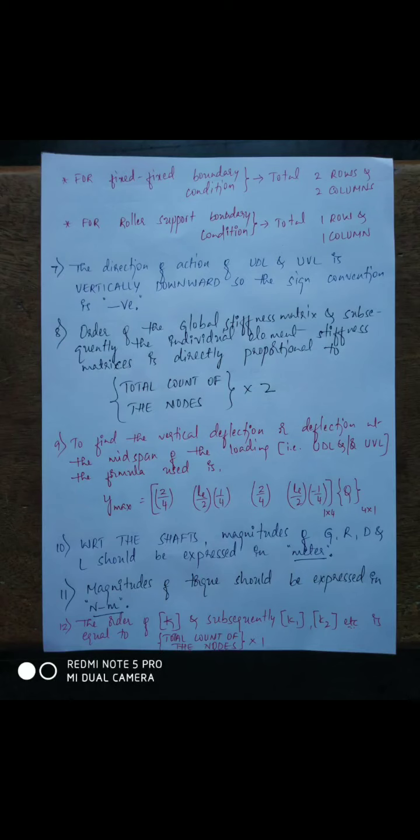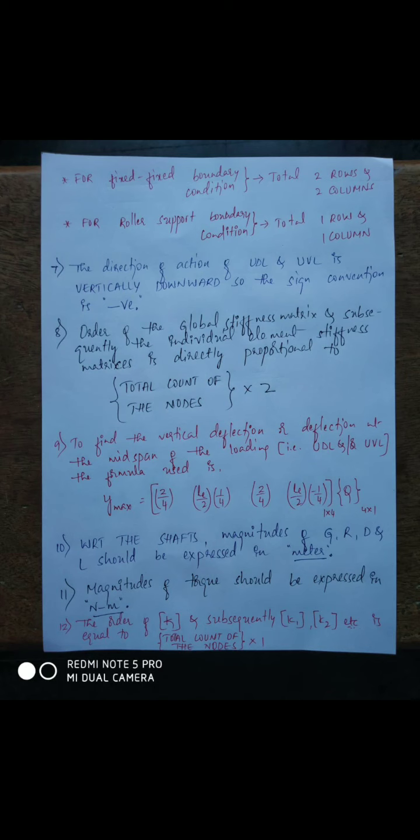The 7th point in this particular video tells about the sign convention, which I have already told for a point load and a moment in the previous video. This particular point signifies that UDL and UVL are always having the application direction in the vertically downward fashion. That is, action of the application of the loading of UDL and UVL is vertically downward. So you follow the sign convention of taking negative sign to the magnitude of the load given in a particular problem.